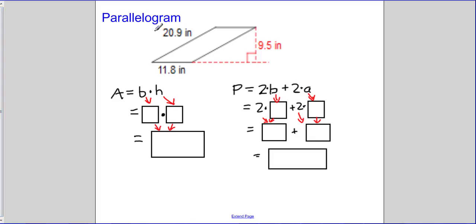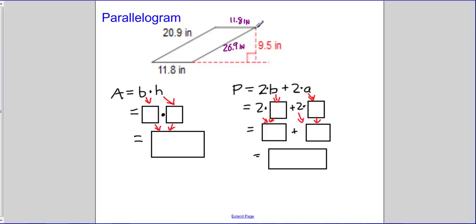So next I have a parallelogram. And the sides of the parallelogram, well, the base is 11.8, so this also has to be 11.8. This side here is 20.9, so this has to be 20.9. This is inches. This is not the height, though.